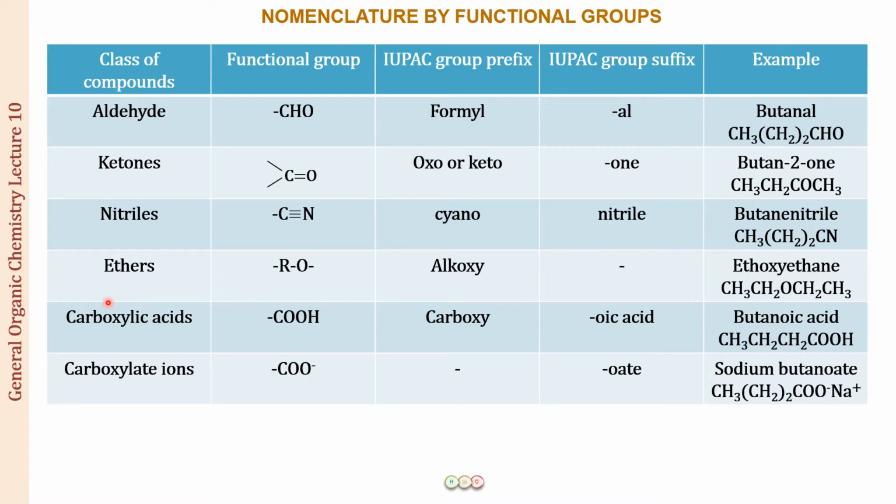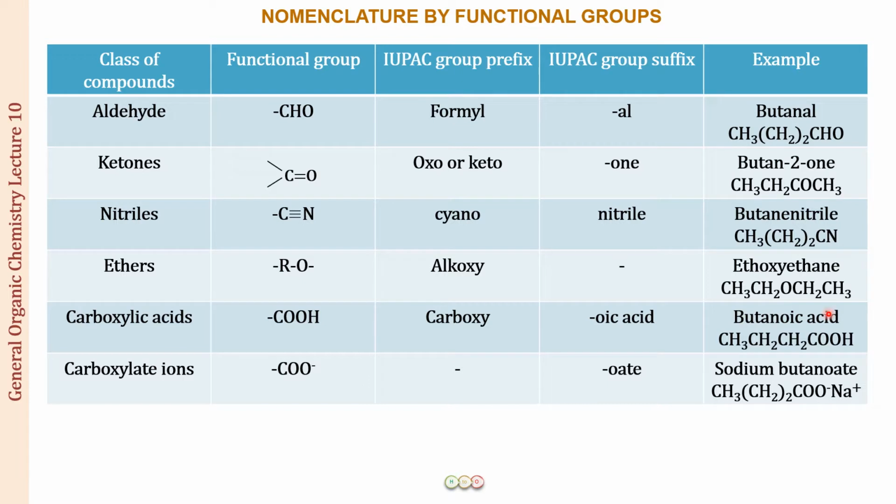Next we have the ethers. In ethers, the functional group is ROR, and we again do not use a suffix for it. We have only a prefix for it, and the prefix is going to be alkoxy. It is going to be alkoxy alkane that we will be having when we call it an ether. For example, what you can see over here is ethoxyethane. We have this O in the center, one alkyl group on one side, and another alkyl group on the other side. So this becomes ROR.